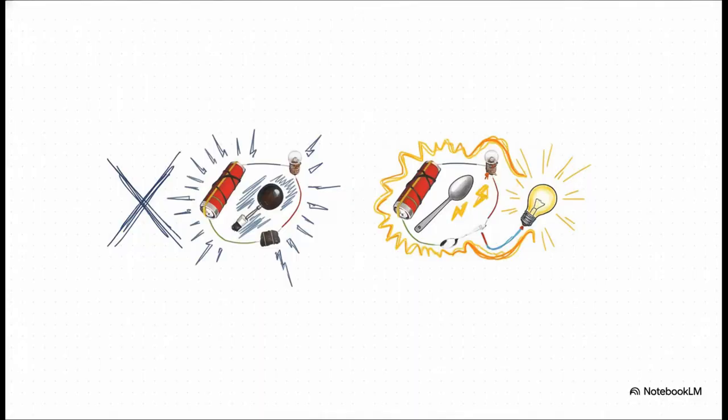So to see what I mean, let's just look at conductivity. Here, if we stick a piece of coal into a simple circuit, nothing happens. The bulb stays off because coal breaks the circuit. But if we swap it out for a steel spoon, boom, the bulb lights right up. The spoon completes the circuit because metal is a great conductor.